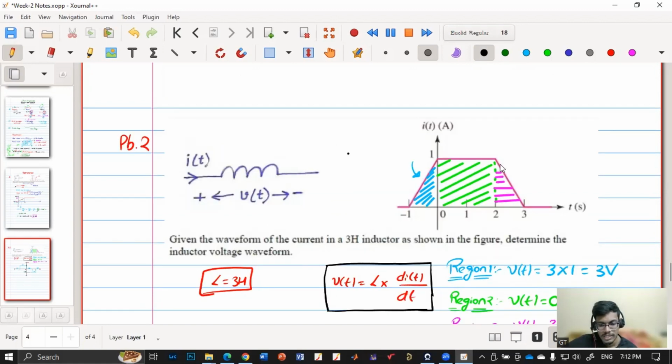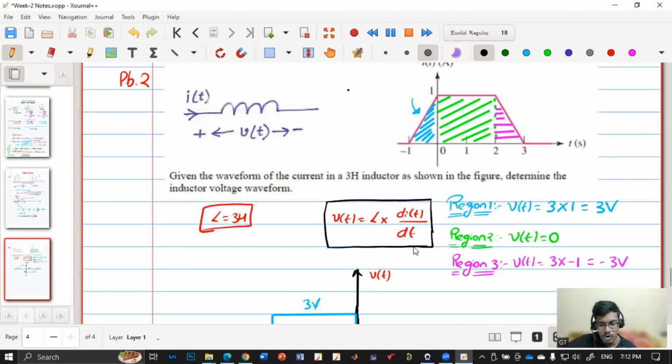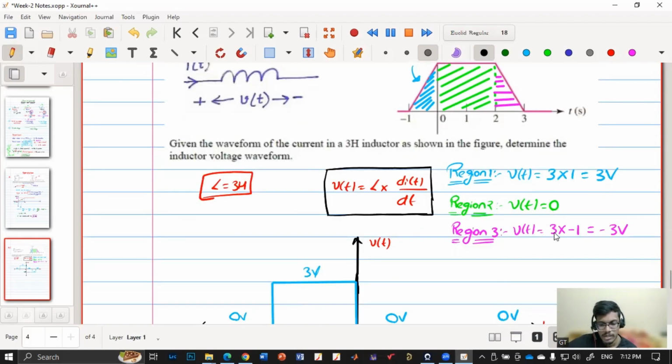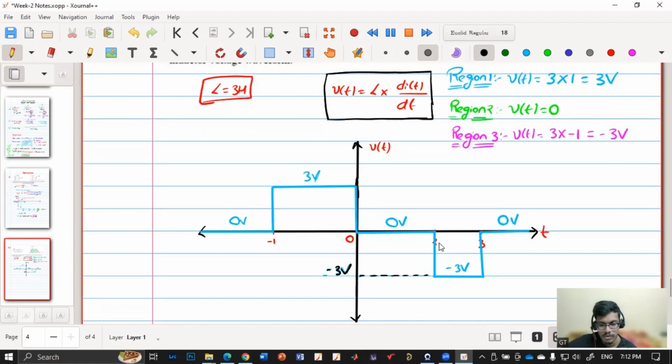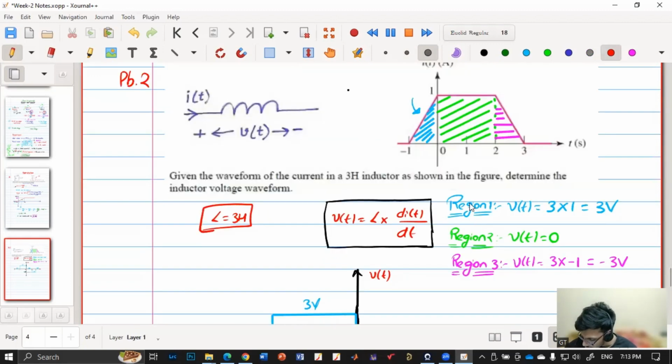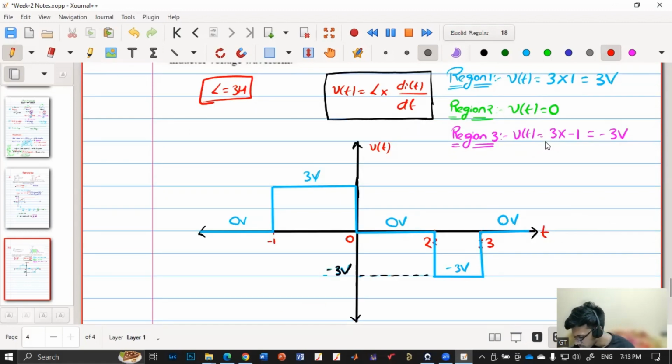In the case of region 3, the inductor current is falling with a constant negative slope. So the derivative of it is a negative constant, and that negative constant is the slope. The slope is -1 multiplied by the inductance value 3, so it is -3 volts. So V of t is -3 from 2 to 3. After that, the inductor current has become 0 again, so the derivative of it is 0, and the voltage is also 0.